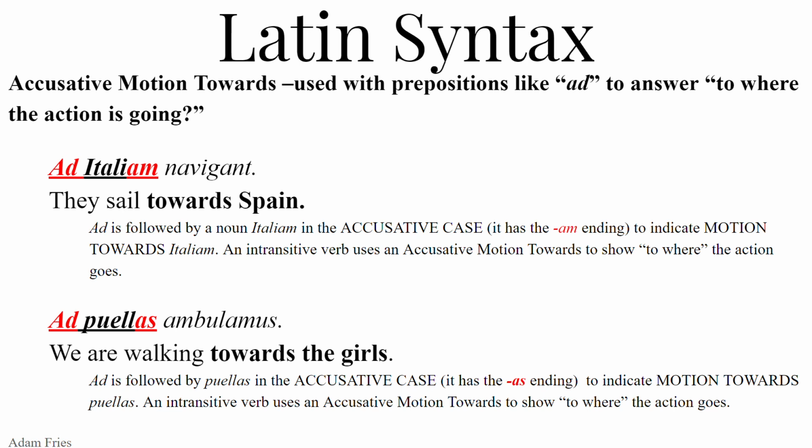Optime, very well done. Okay, we've talked about how to conjugate Latin verbs in the present tense. We have also talked about the nominative case, showing the subject and the predicate nominative using linking verbs. We have also talked about the accusative case, showing the direct object or motion towards with a preposition like ad, used with an intransitive verb. Optime, that's a lot. Very well done.